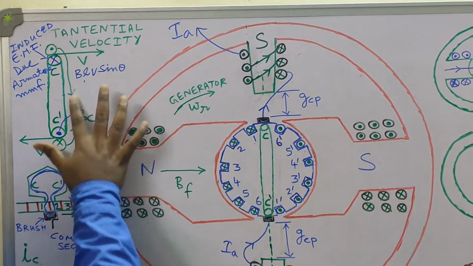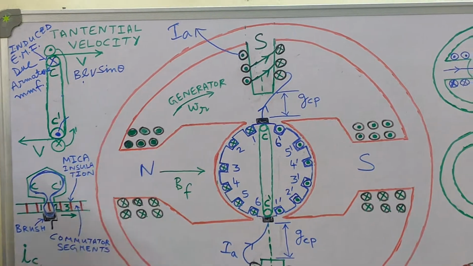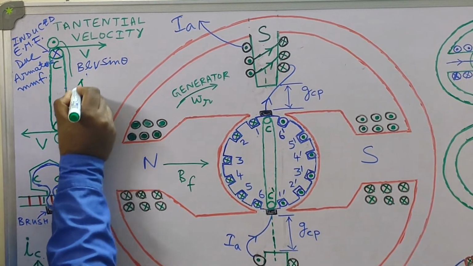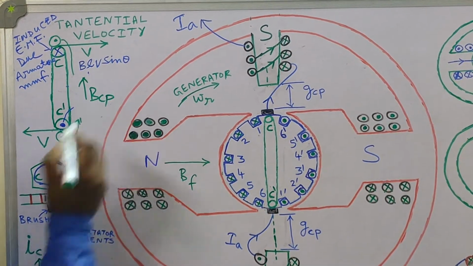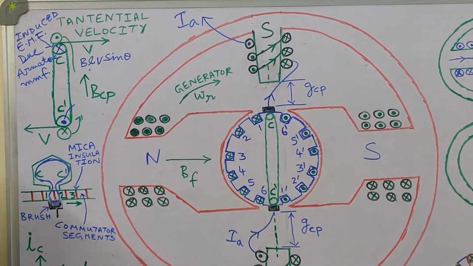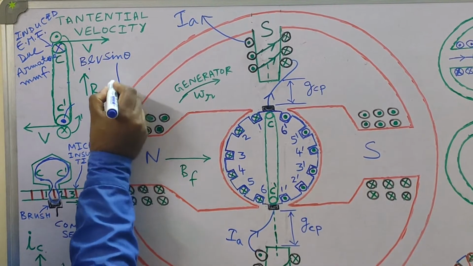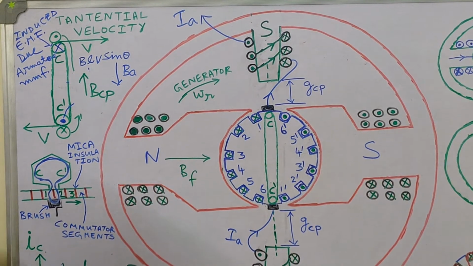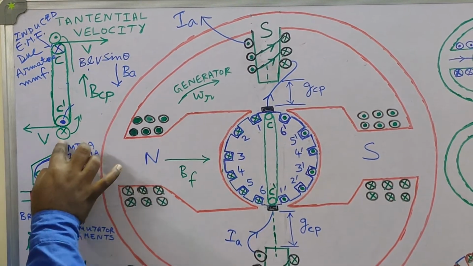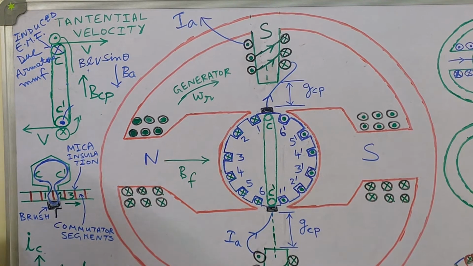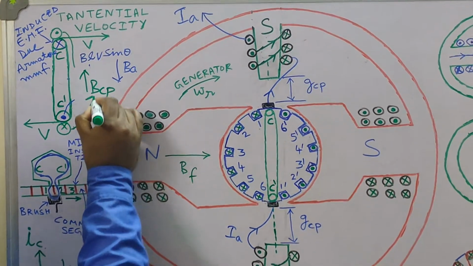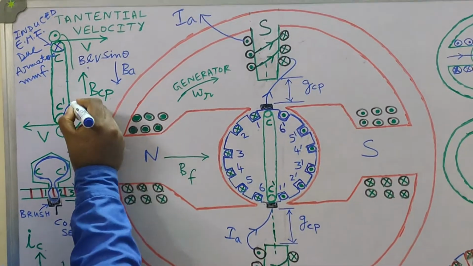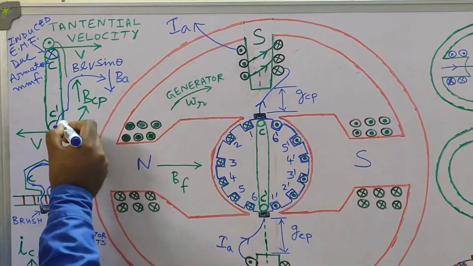If you wish, let me make it a little clearer. Let's say this is my BCP. This is the direction of BCP. And what about BA? That is the magnetic flux density of the armature. That is the direction of BA. And these are the velocity vectors. So you can find for yourself that these are the induced EMF polarities due to this flux density. So this is cross due to this one. And this is dot due to this BA.